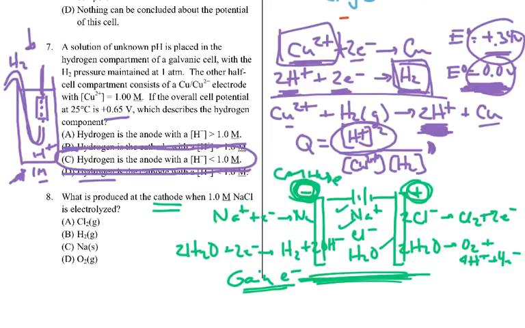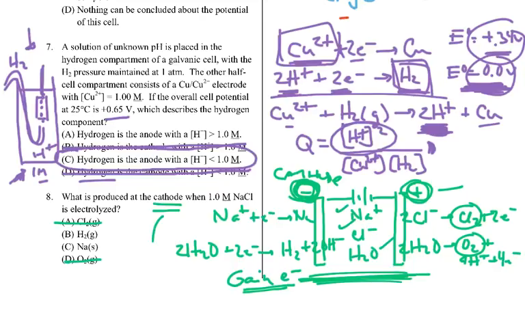So we don't care about what's going on the positive side, where chloride will give off electrons and water will give off electrons. So, chlorine forming, oxygen forming, that was true. Those things are possible, but they're going to happen at the anode. So it's not chlorine and it's not oxygen.